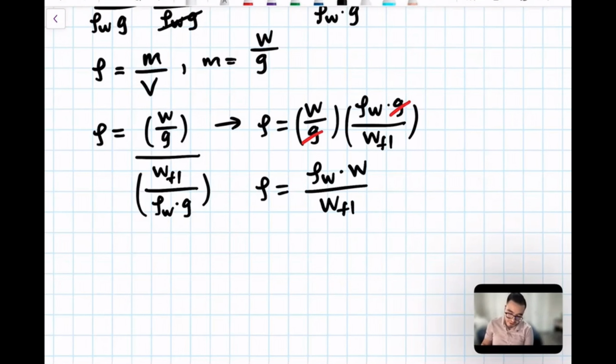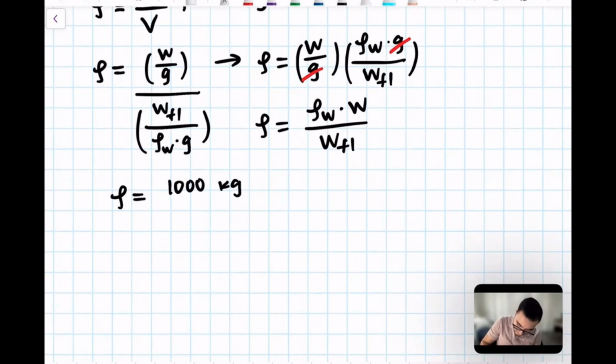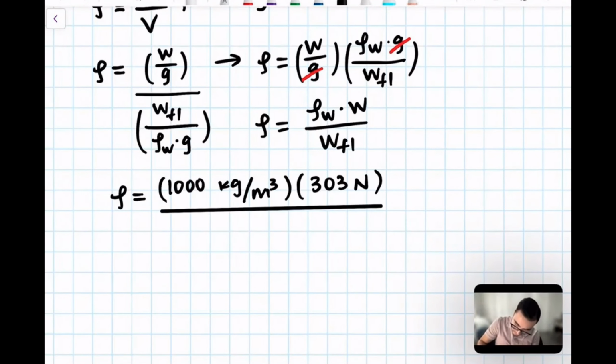Now we're just going to plug in our numbers. One thing I forgot to mention is that I know the density of water. Wait, was it given? No, it was not given, but it's just a quantity we should memorize: 1,000 kilograms per meter cubed. Now we'll use decimals to see what we get.